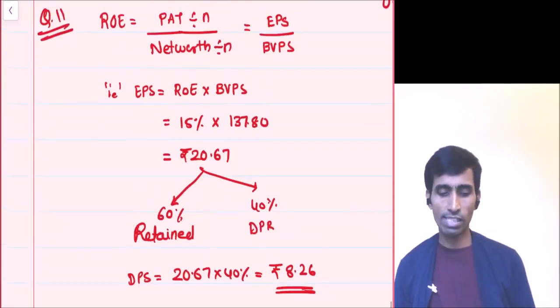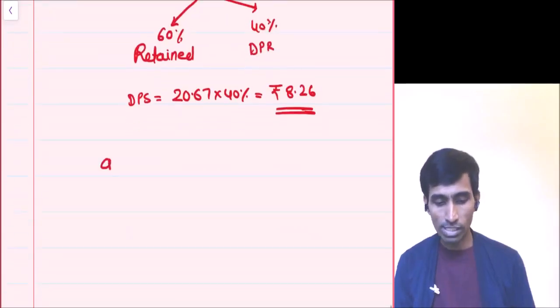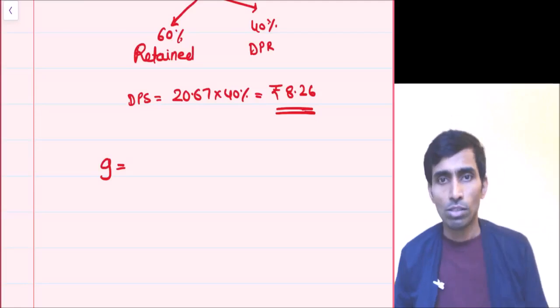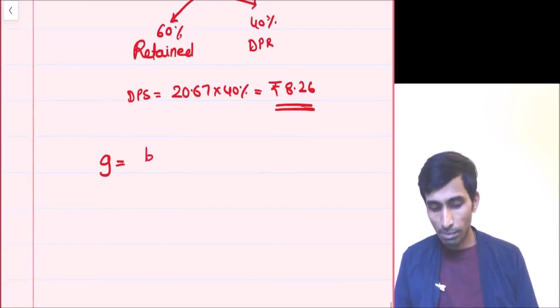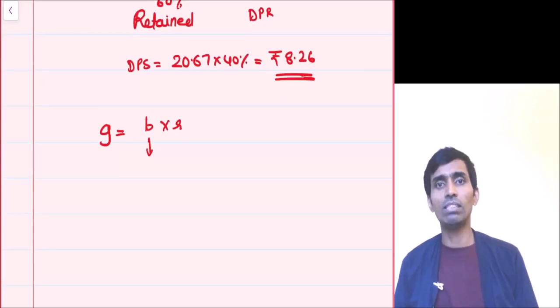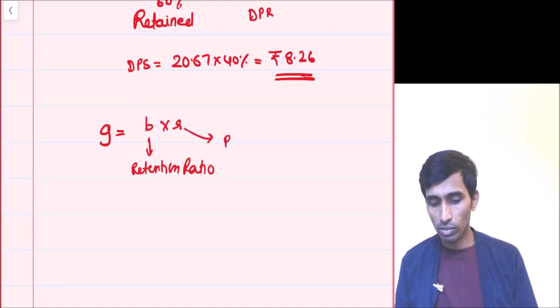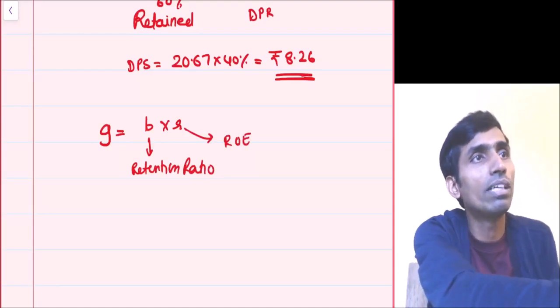Now, sir, why did you do all these things? Listen, I have to solve the firm using the constant growth rate model. So the first thing I should know is G. Now, what is the formula for G? Because for the constant growth rate Gordon's model, we want G. G is B multiplied by R. B is your retention ratio, which you have already calculated, and R is ROE. So once you multiply this, you will get the G.